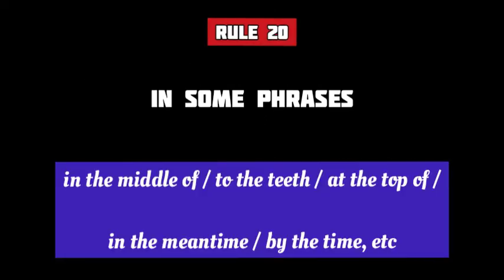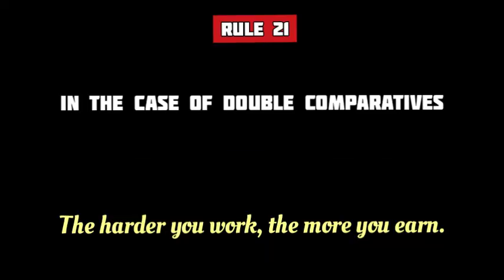The definite article the is used in some phrases also. For example, in the middle of, to the teeth, at the top of, in the meantime, and so on. And now for the last rule. If there are double comparatives in the sentence, the definite article the will be used before both of them. As an example, the harder you work, the more you earn. As you can see, the is used before both the comparative degree adverbs harder and more in the sentence.